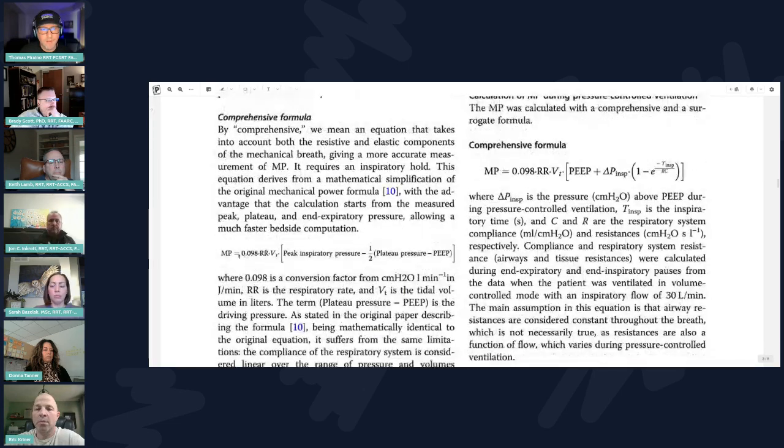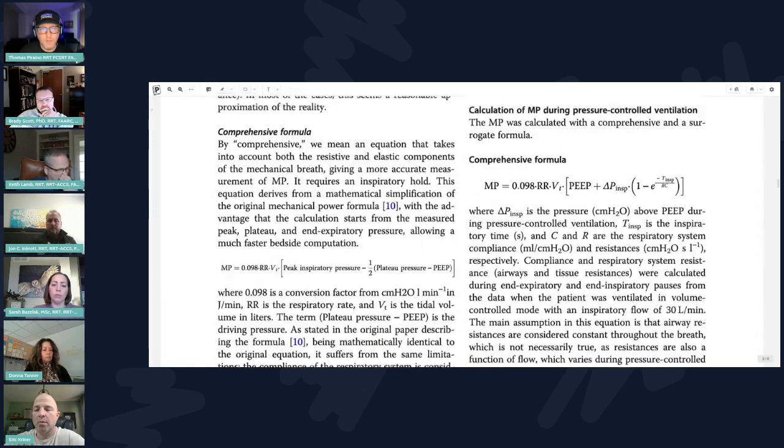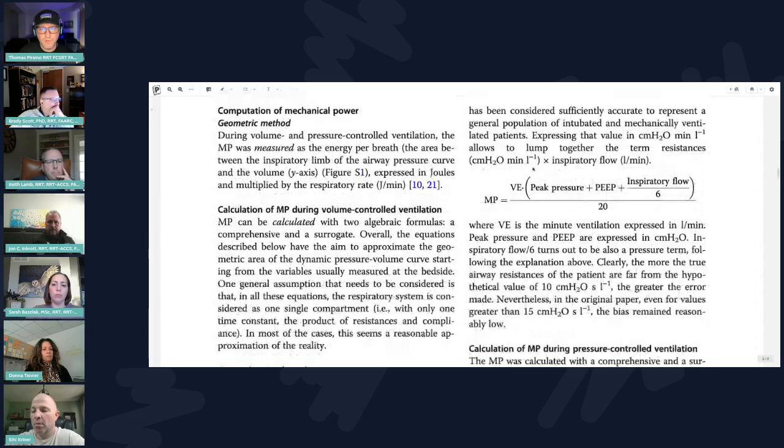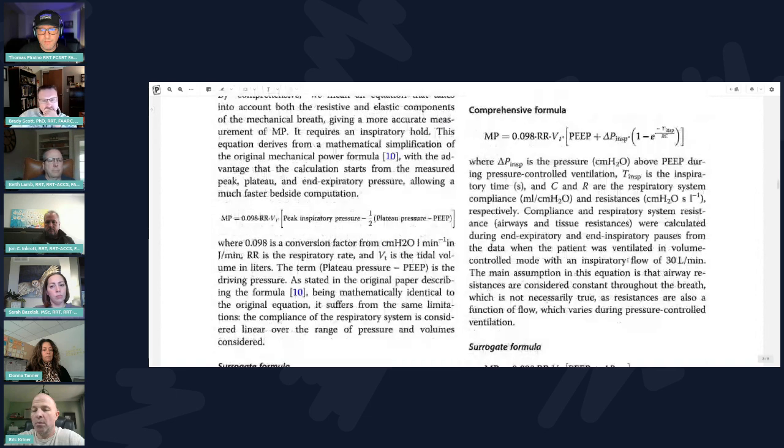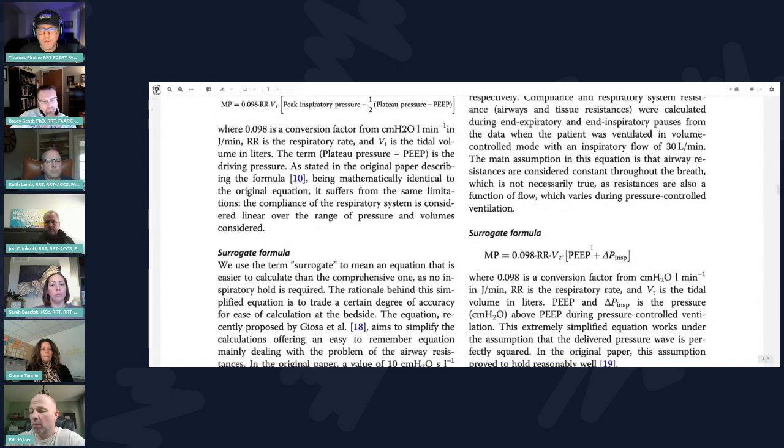There are these very comprehensive formulas, which are quite long, but if you're using volume assist control, this is a simplified equation here, and I'll share the link for these papers in just a moment. And if you're on pressure control, it's an even simpler equation, right there. So there are ways of calculating mechanical power.